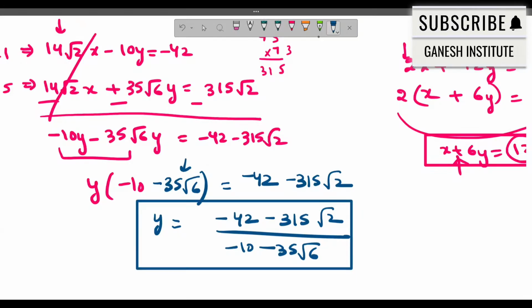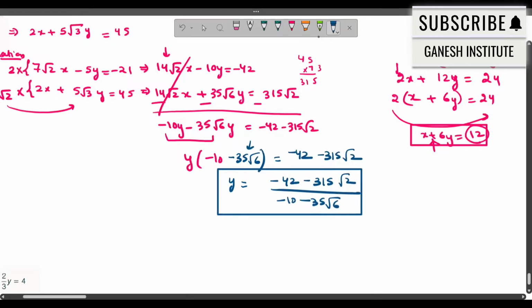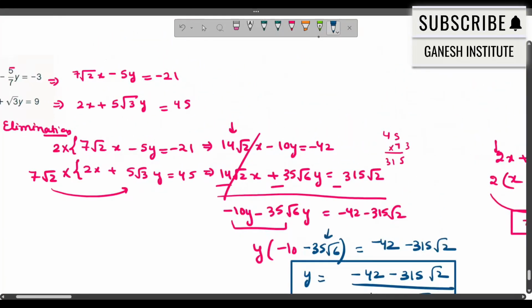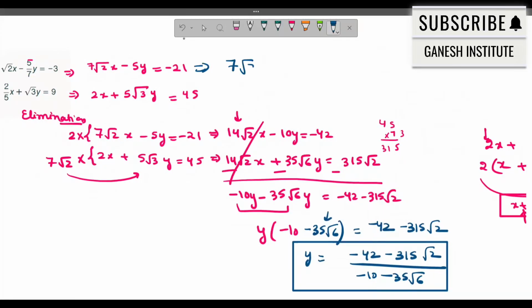Yeah. So this is how we have got y. Is it fine? Yep. Now once I've got this y, which is a huge thing, I need to put this back into this equation. So this is 7 root 2x, which I don't know, minus 5y, which is here. You need to choose this wisely.